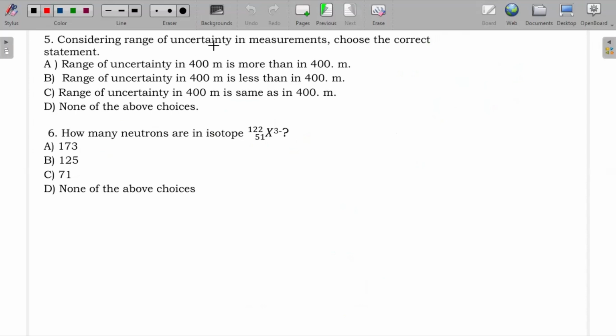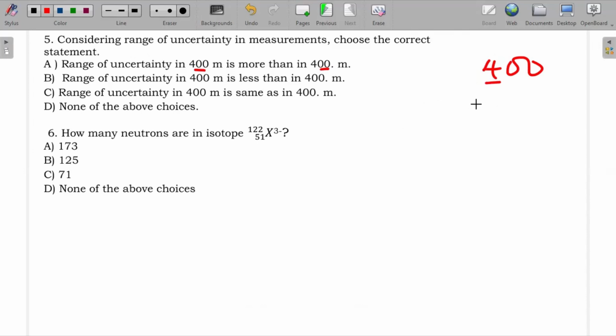Okay, considering the range of uncertainty in measurement, choose the correct statement. So they want us to compare the range of uncertainty for this and this. Which one has the bigger one? To find which one has the bigger range of uncertainty, just find the one that has the bigger uncertainty. So for this 400, the last significant figure, and the only significant figure in fact, is what?